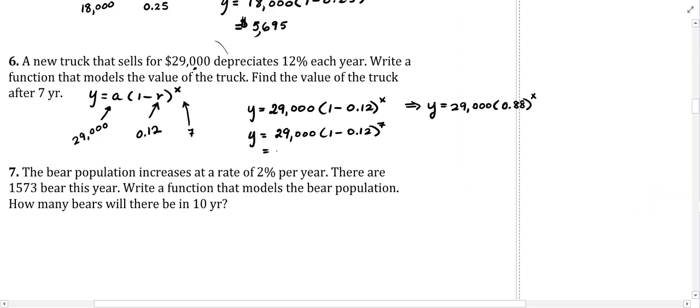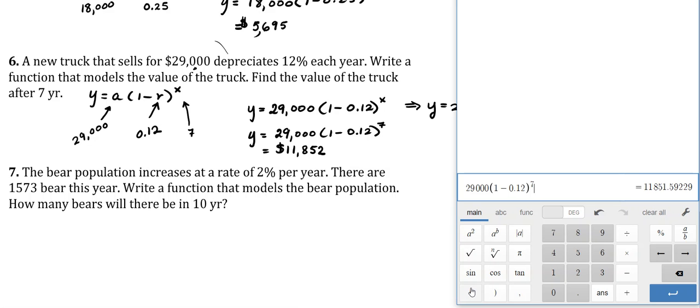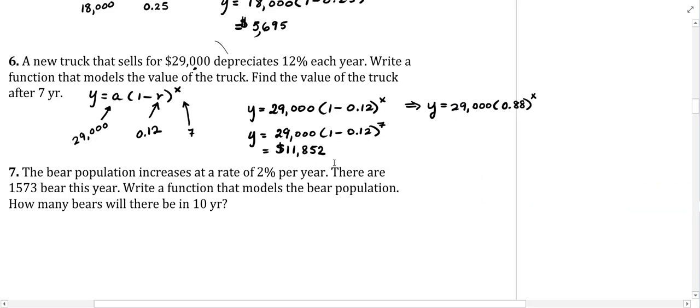$11,852. There you go. So your car started off with a value of 29,000, depreciating 12% each year. After 7 years, your car is worth about $12,000.